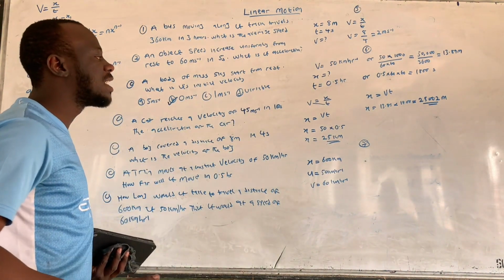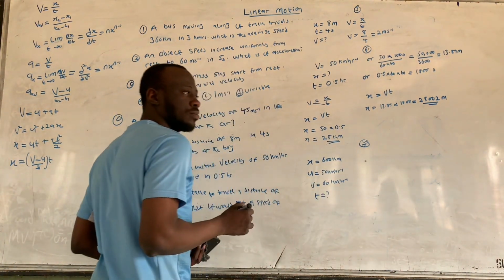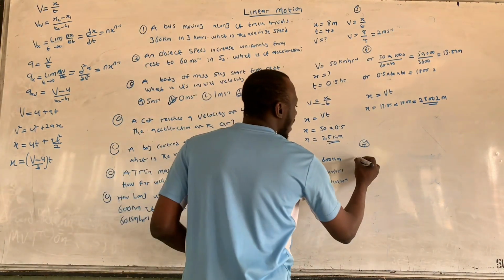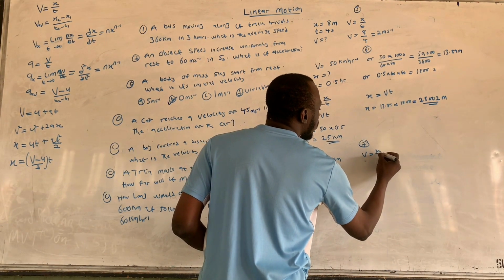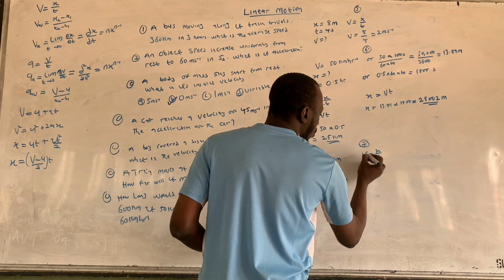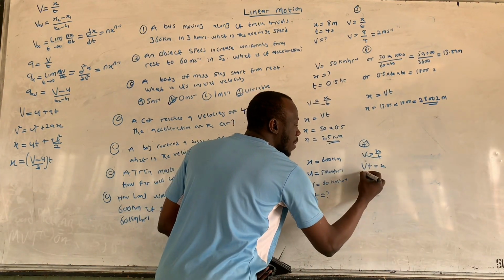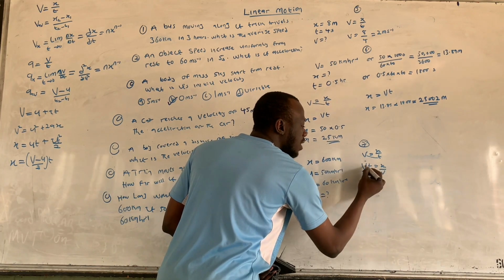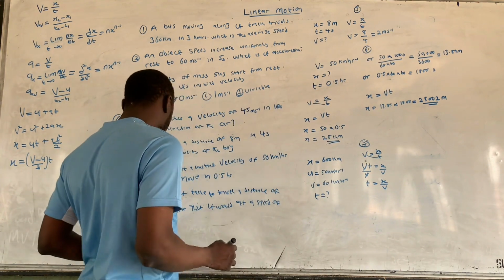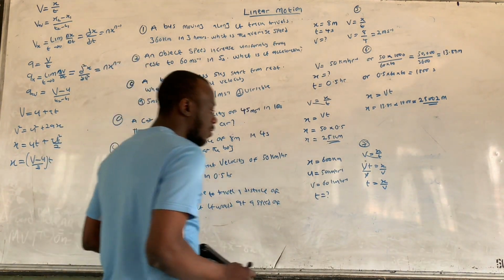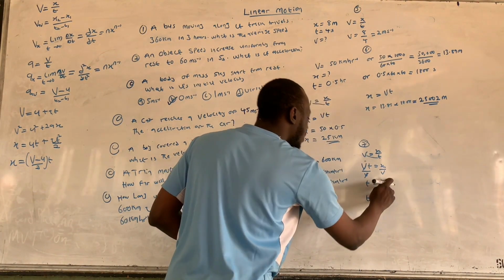How long? Remember, I said how long is referring to time. We are going to find time. So remember, v equals x over t. Applying it here, v times t equals x. Dividing by v, our t equals x over v.